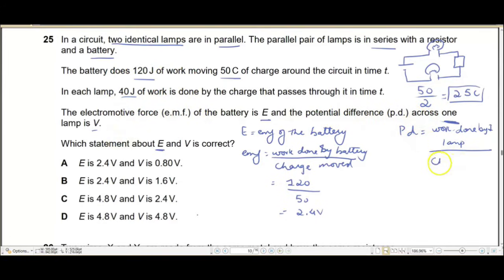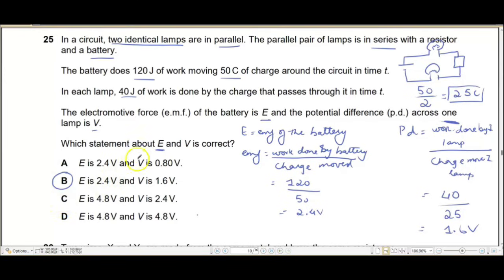By the charge moved through one lamp only. Okay, so the work done is going to be 40 joules, and the charge moved is going to be 25, half of the total. So this is going to give us an answer of 1.6 volts. So for the statement about E and V, the correct option is B.